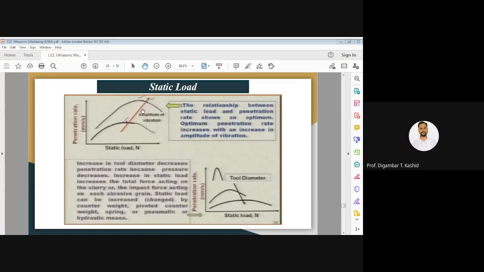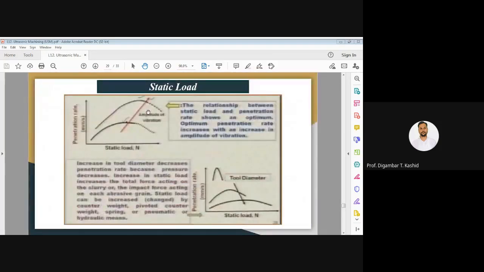So the relationship between your static load and the penetration rate shows an optimum value. And the optimum penetration rate increases with an increase in the amplitude of vibration. So this also can be seen, that the optimum value is higher for higher amplitude of vibration.